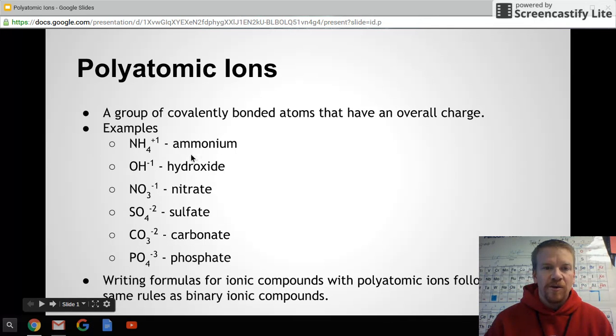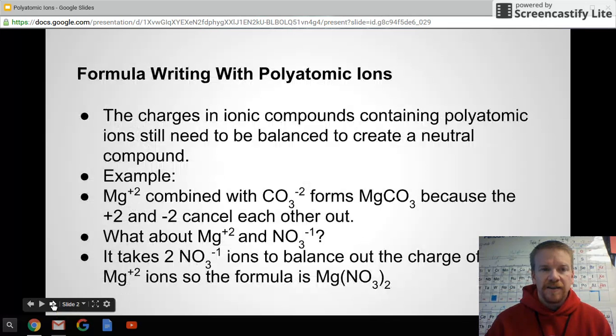Now these are 6 that I want you to memorize. So sometime you should go ahead and make a set of flashcards for these so that you know both the symbol and the name, the formula and the name. And I just wanted to introduce you to these guys on this slide, and then you will need to be able to write compounds with them, but that comes on the next slide.